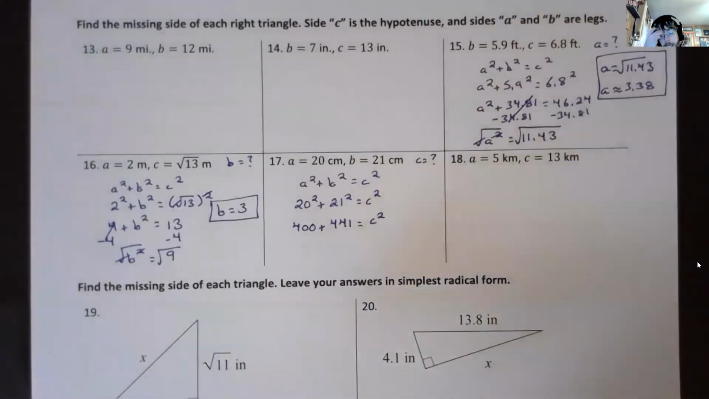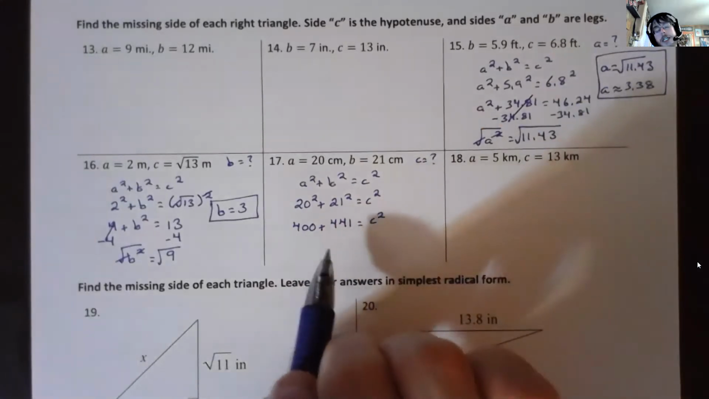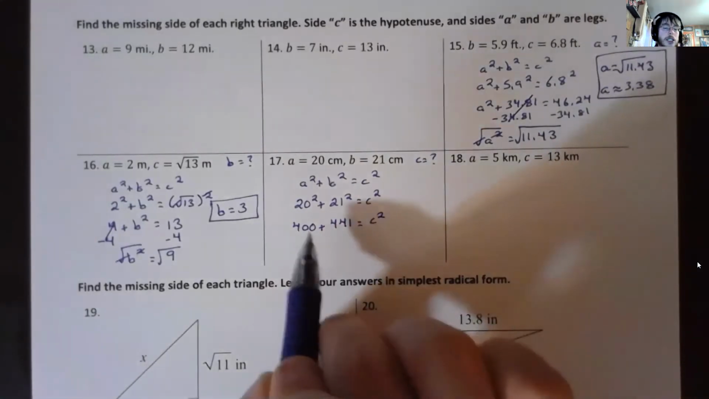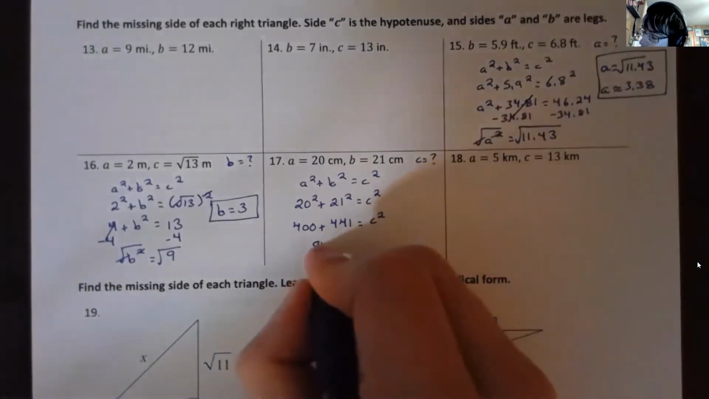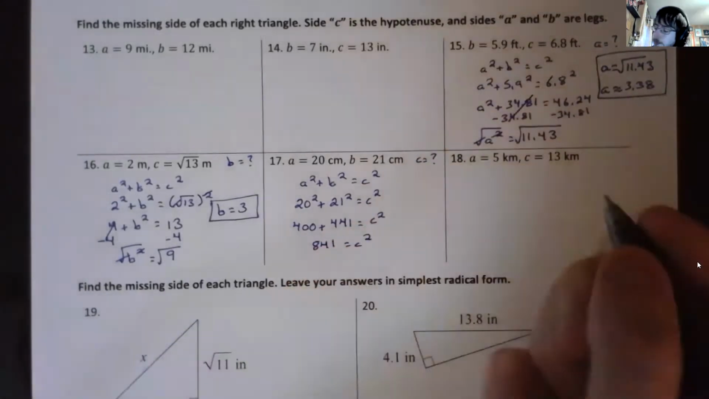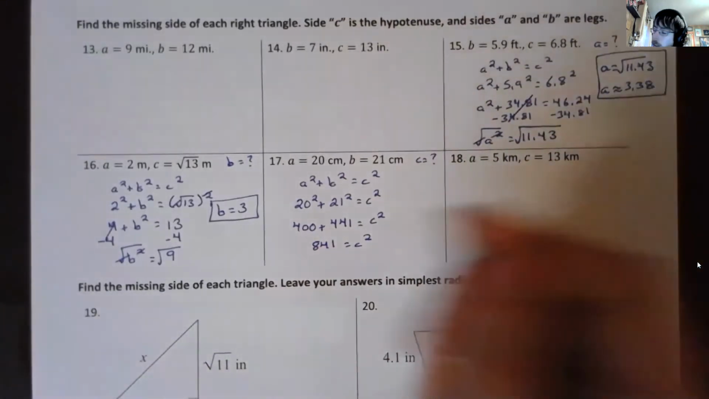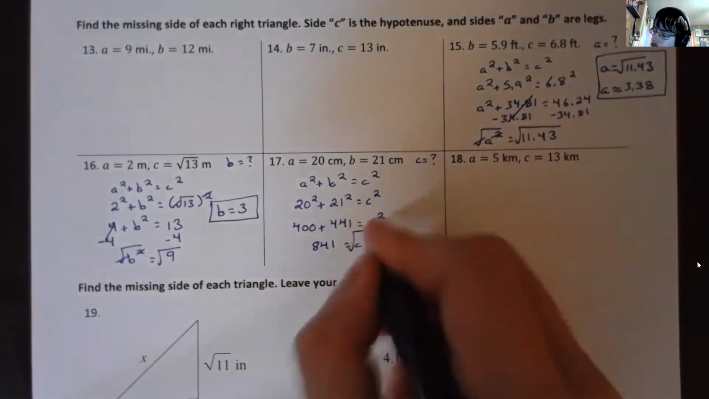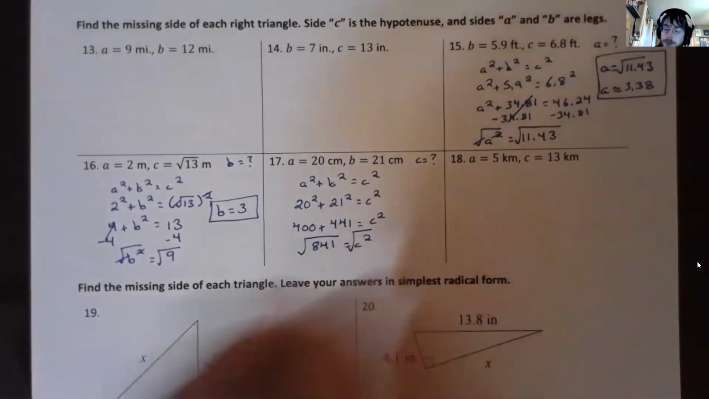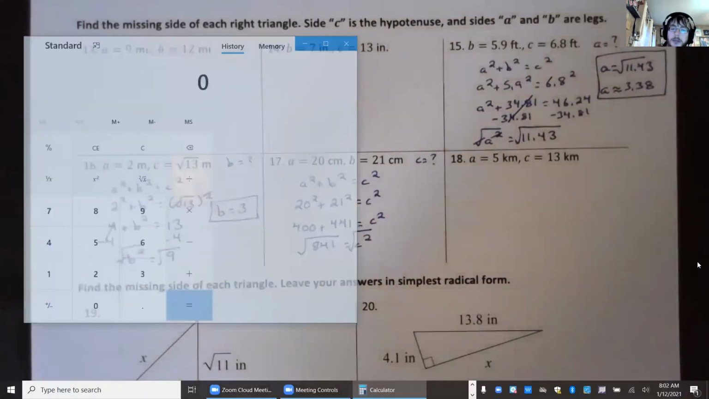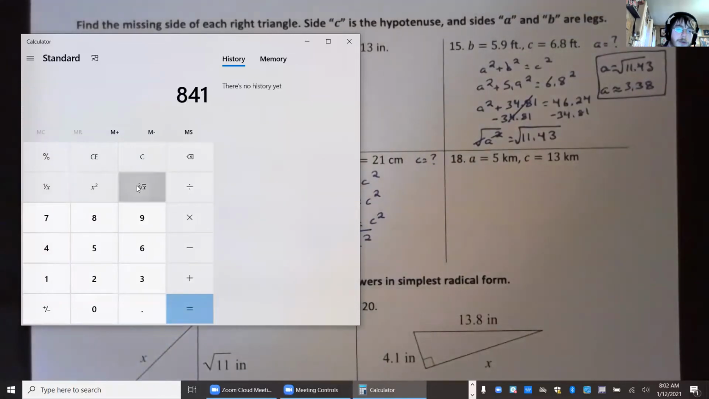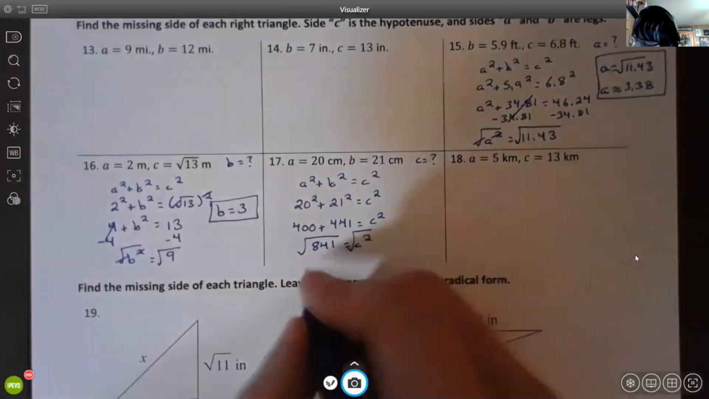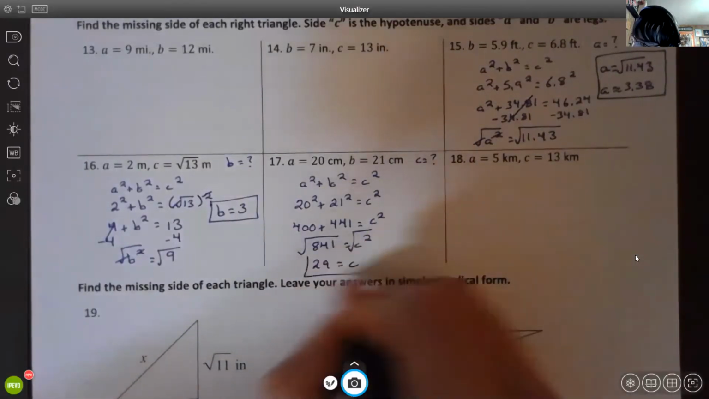Now we're just simplifying. We don't have to move anything over this time because the C squared is already by itself. We do need to combine the 400 and the 441, and that gives us 841. Then we need to cancel out the square, so we square root both sides. I believe it's 29, but just to make sure, the square root of 841 is indeed 29. So that means 29 is equal to C.